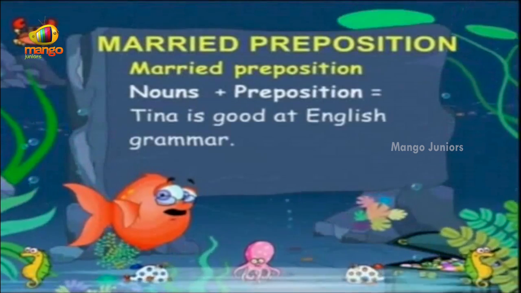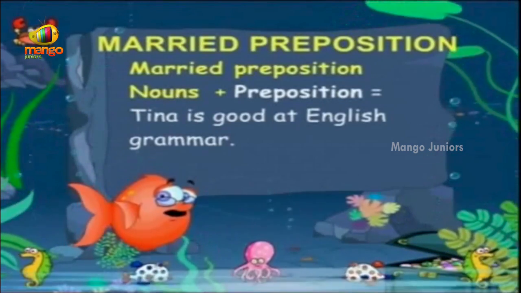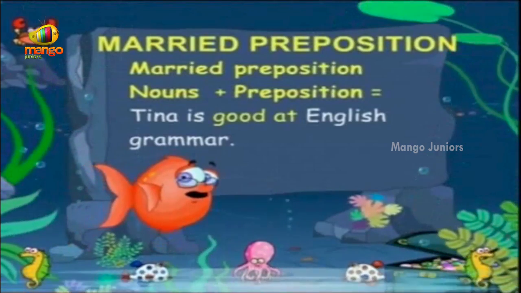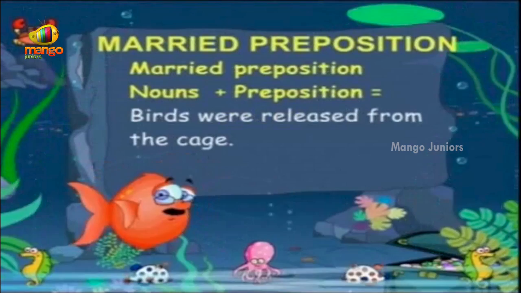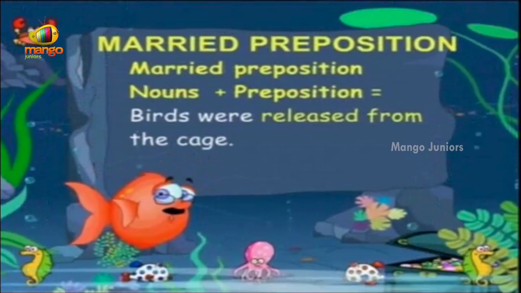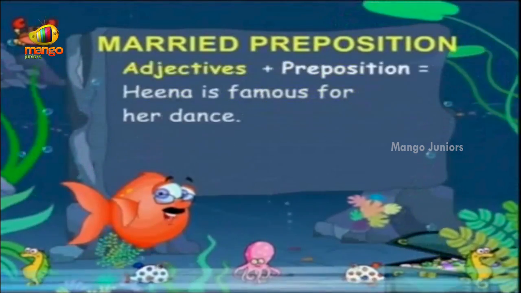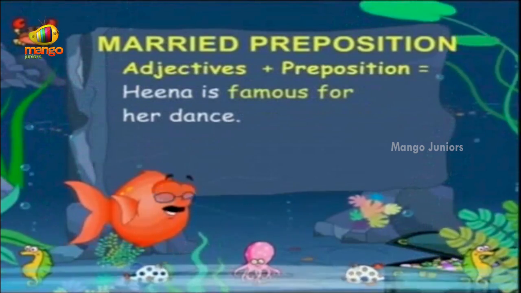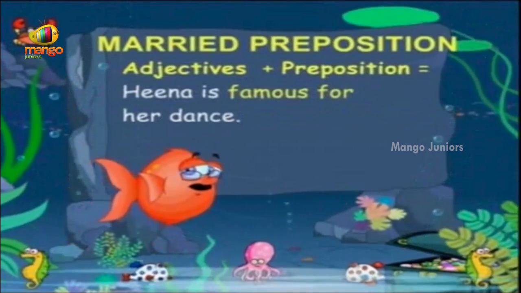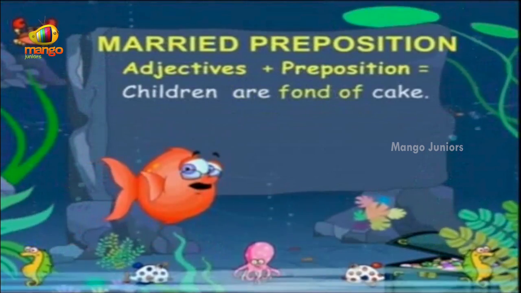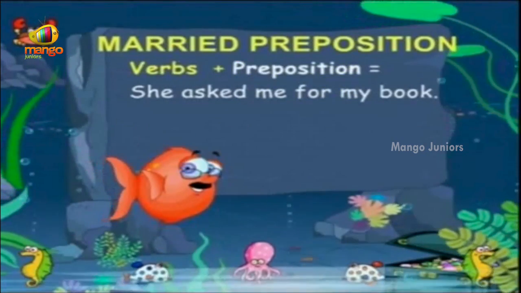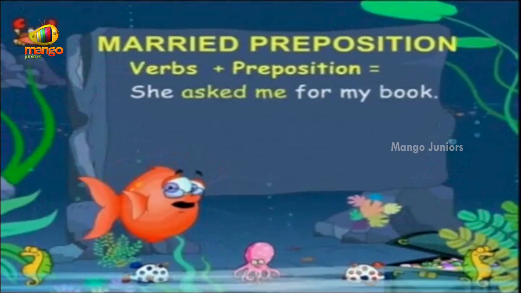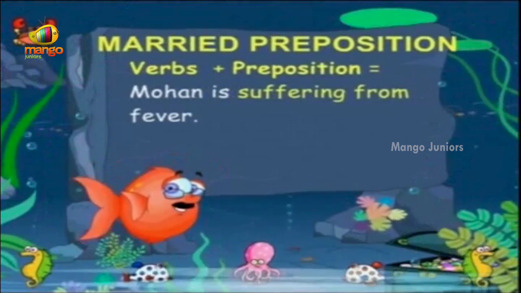Married preposition. Nouns plus preposition: Tina is good at English grammar. Birds were released from the cage. Adjectives plus preposition: Hina is famous for her dance. Children are fond of cake. Verbs plus preposition: She asked me for my book. Mohan is suffering from fever.